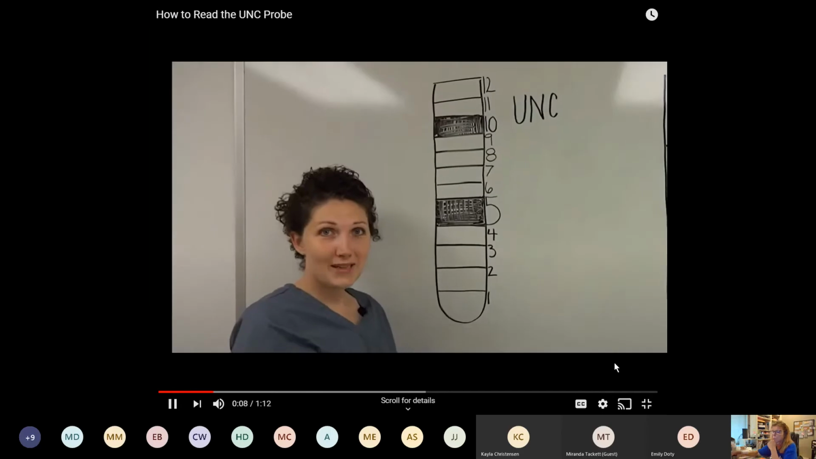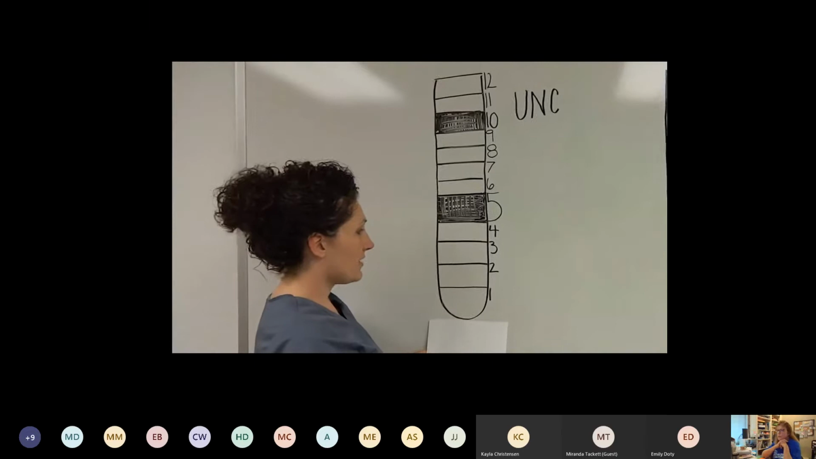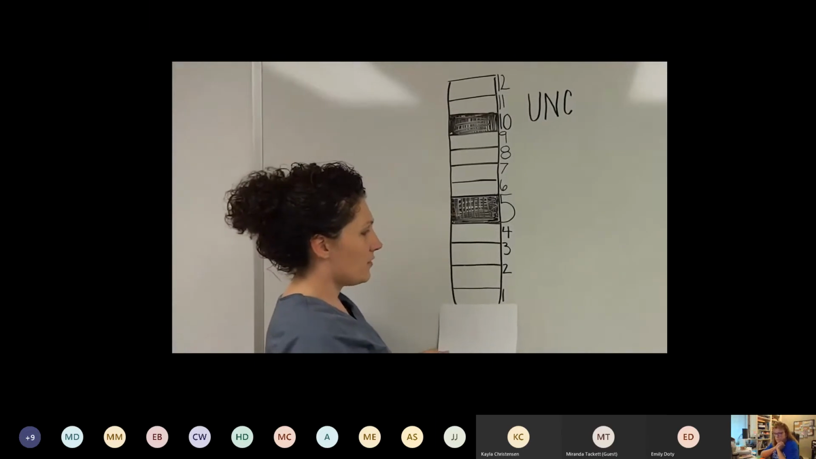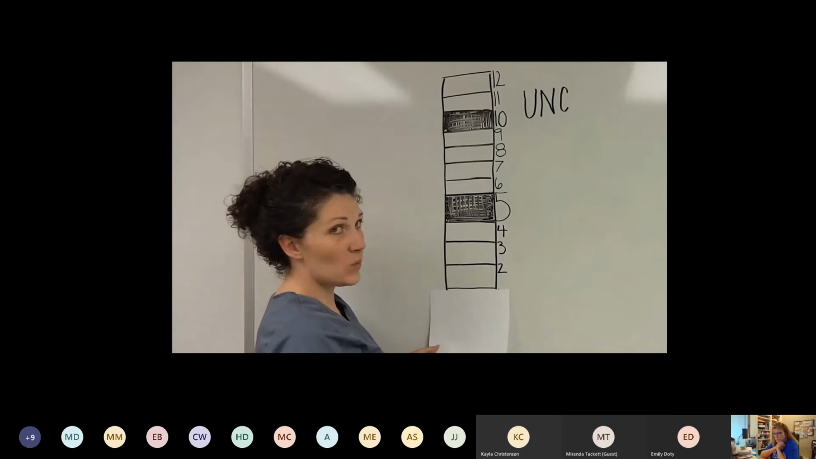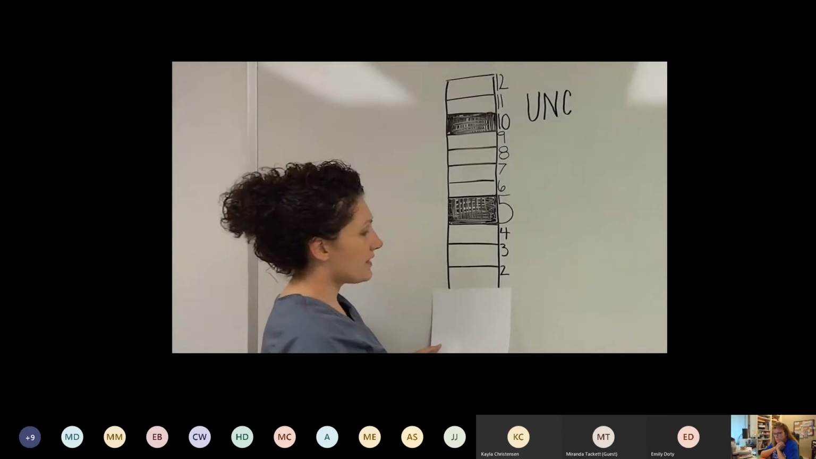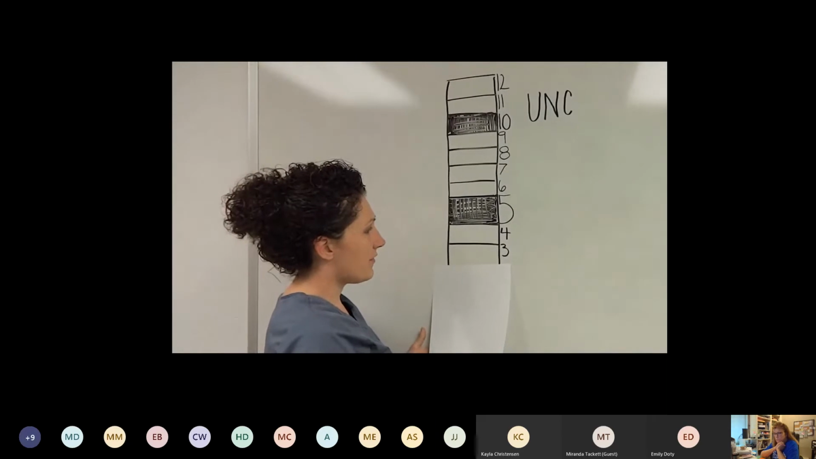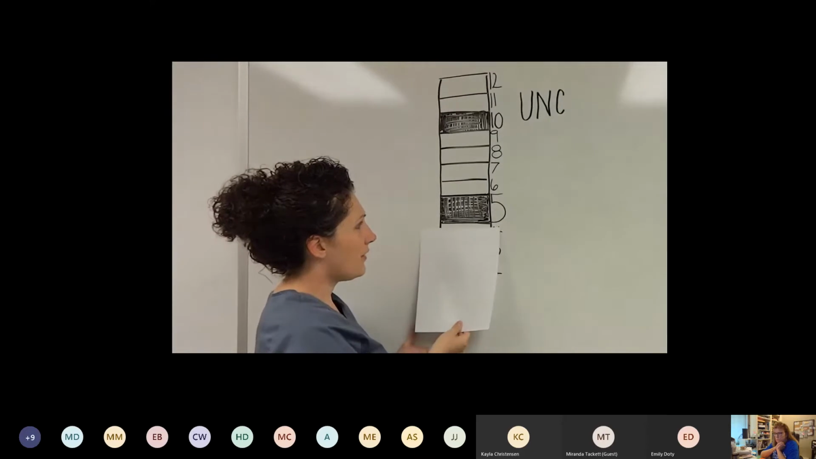I'm going to show you today how to read the UNC probe. So for example, if we insert the probe into the gingiva, this whole area here is at a 1, 1, 1, 1. Even when you still see that black line, it's a 1. As soon as that black line gets covered, it's a 2. When the black line is covered, it's a 3. And once this black line is covered, this is the 4 area.